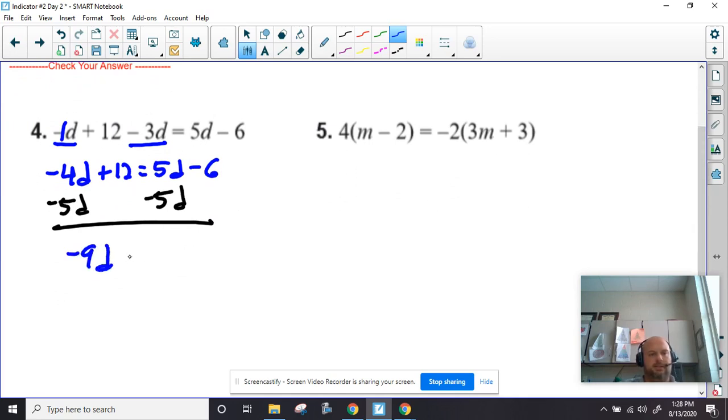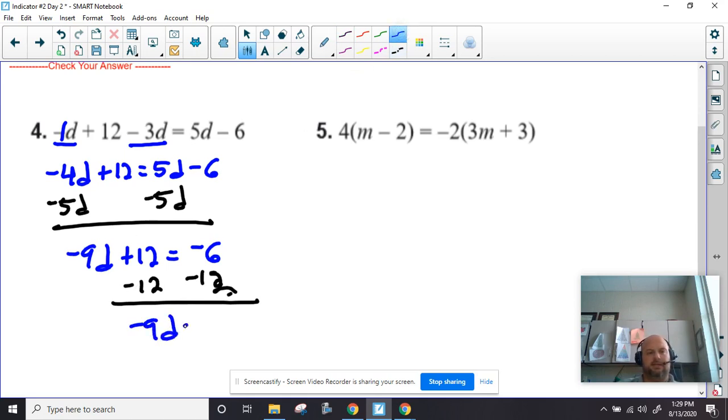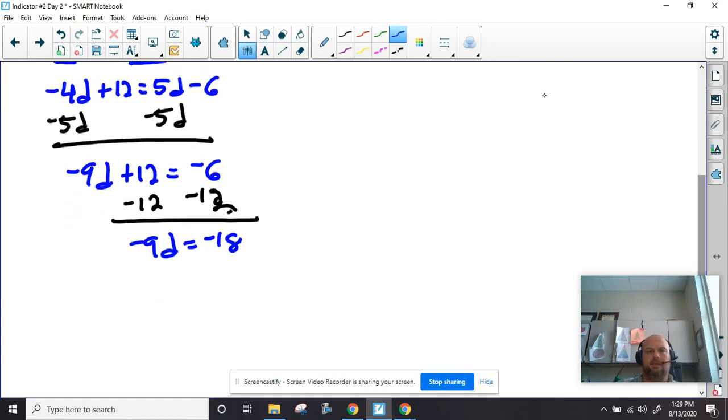Minus 9d plus 12 equals, now, this is where people, again, mess up. They forget to bring that -6. Happens all the time. -9d equals -18. Divide by -9, so d would equal 2.